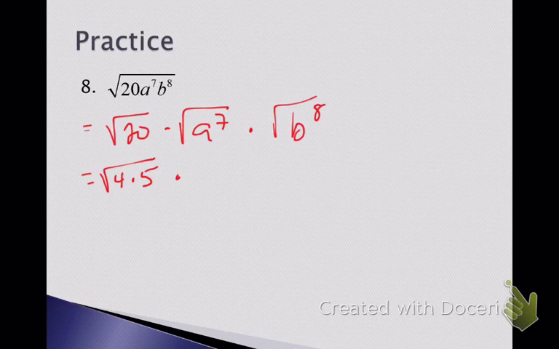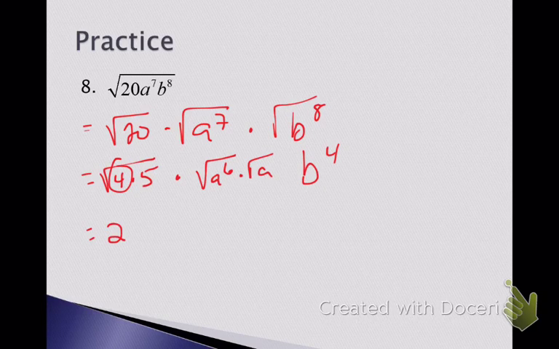A to the 7th I need to split up into a perfect square and then one other variable. And then the square root of b to the 8th is already a perfect square. It's just b to the 4th. Now the square root of 4 is 2, so 2 comes out here. 2 square root of 5. The square root of a to the 6th is a to the 3rd. And we still have this square root of a times b to the 4th.